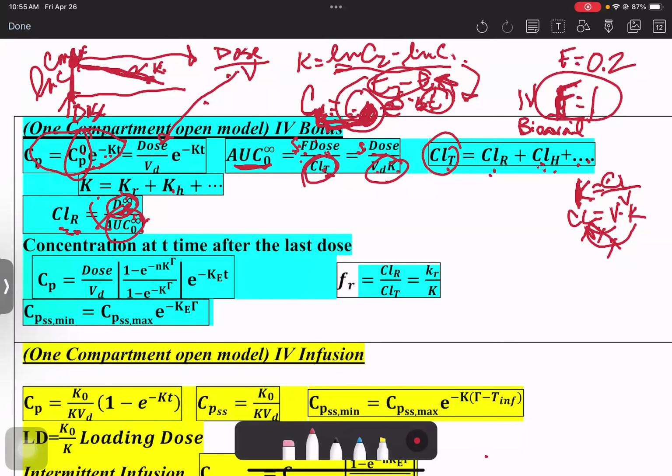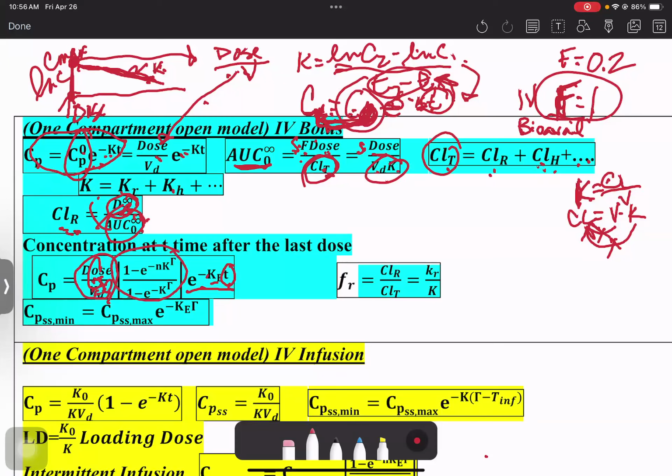Now, what you need to realize is be able to actually interpret what this is. What is this right here? Well, it's dose over volume. If you're giving it as an IV push or IV bolus, this is C0, isn't it? And then what's this? This is the same thing. So these two things together is the same thing as this equation. So this is C0. This takes you to any concentration at time t after that C0. And then what is this?